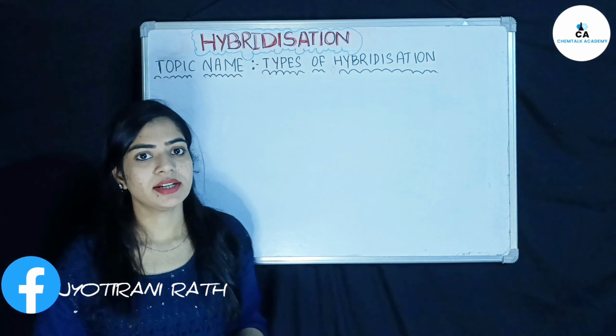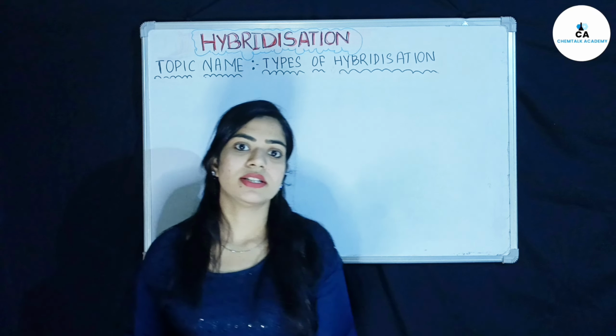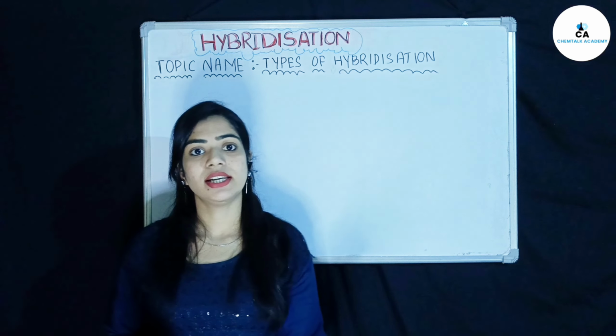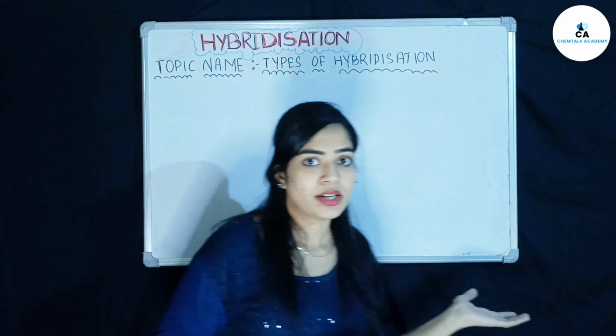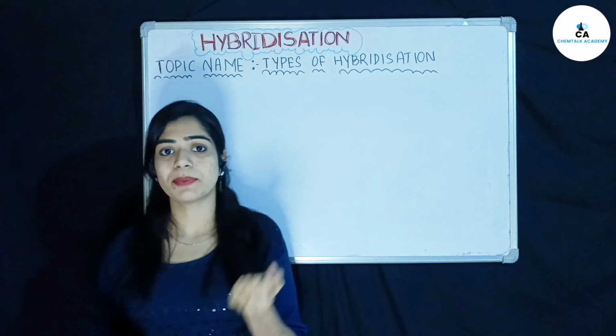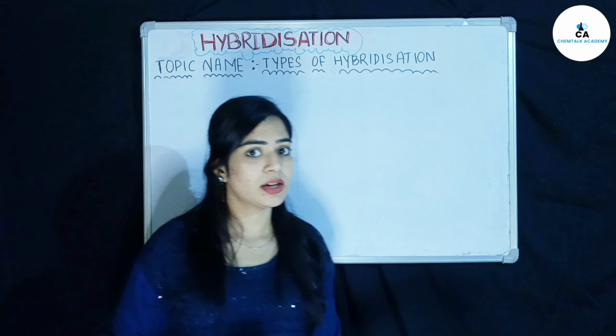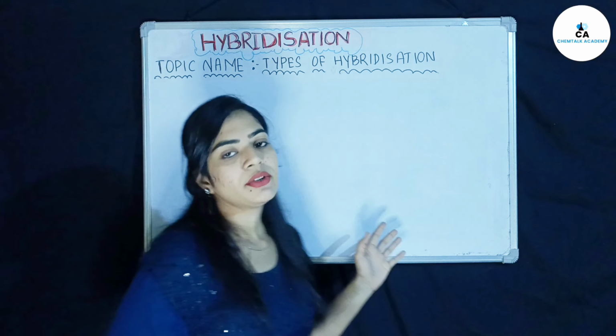Conditions required for hybridization: only those orbitals can participate which are present in the valence shell or have nearly equal energy. Promotion of electrons is not necessary. It is not necessary that all half-filled orbitals participate; some fully filled orbitals also participate. Also, the number of hybrid orbitals obtained is always equal to the number of atomic orbitals intermixed.